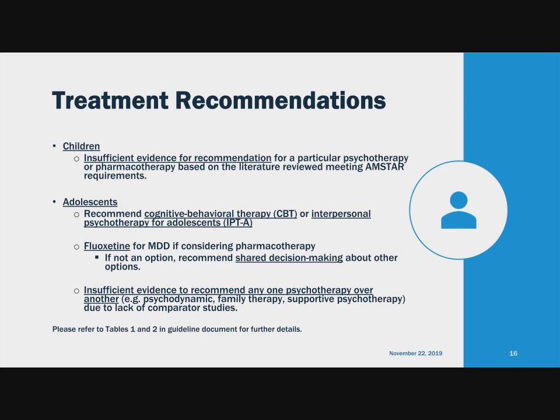For the adolescent literature, after careful review, the recommendation was for cognitive behavior therapy or interpersonal psychotherapy for adolescents as having the most evidence for their efficacy, and for fluoxetine for major depression if considering pharmacotherapy. If fluoxetine was not an option, perhaps they've already tried that medication and it wasn't effective, the panel recommends shared decision-making about other medication options. There wasn't enough evidence to recommend one medication over another.